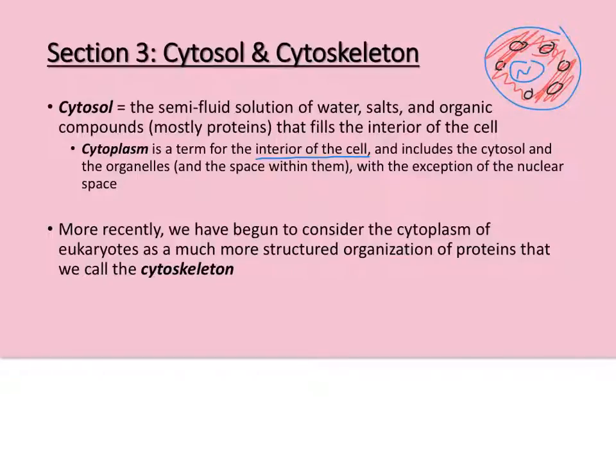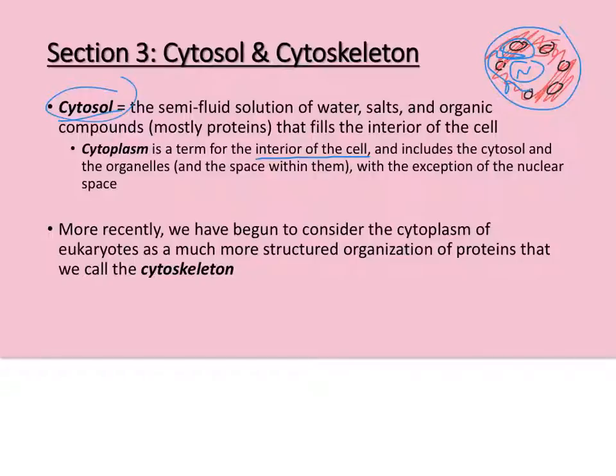Now, in the past, you probably learned that cytoplasm was this semi-fluid stuff that's out here around all the organelles. Technically, that's referred to as cytosol. So notice the difference. Cytosol is primarily water with some stuff dissolved in it that fills the interior of the cell. Cytoplasm is the interior of the cell, minus the nucleus.